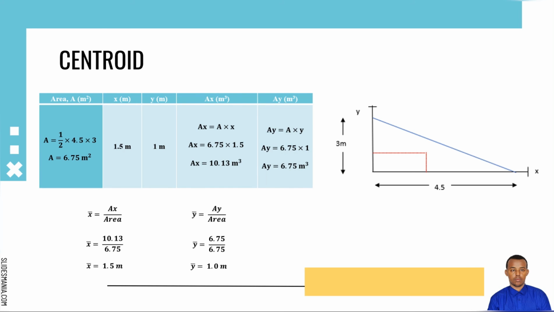Centroid of the structure. To find the centroid of the structure, we should first find the area, the x distance, the y distance, the Ax, and the Ay. The total area is 6.75 meter squared, where the Ax is equal to 10.30 meter cubed, where the Ay is equal to 6.75 meter cubed. Finally, the x bar is equal to 1.5 meter, where the y bar is equal to 1.0 meter, which is equal to 1 meter.